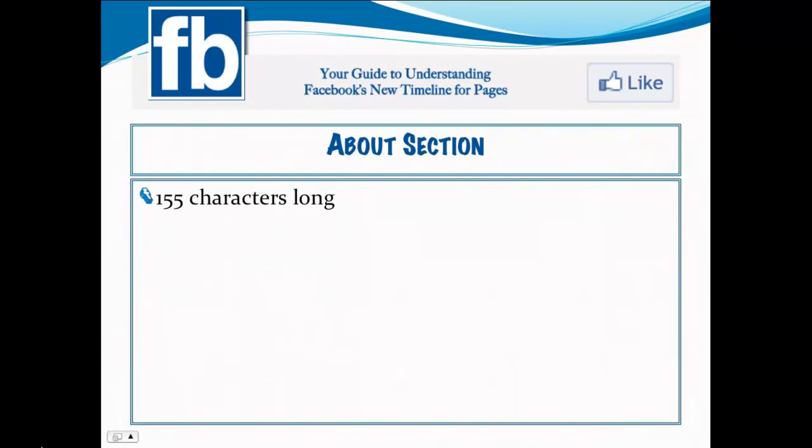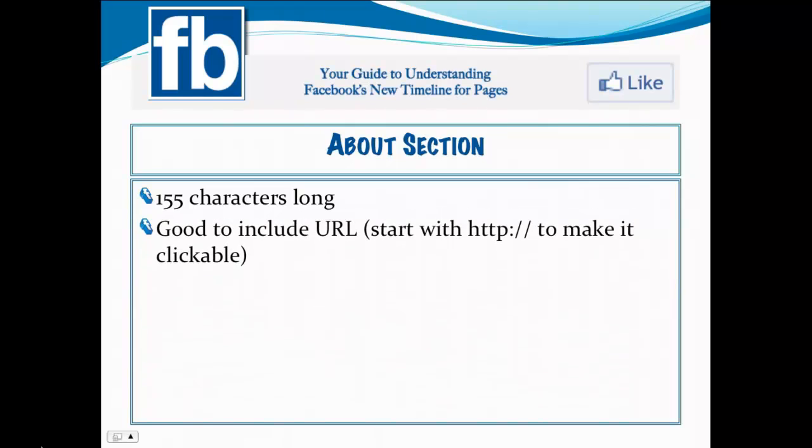The About section is 155 characters in length, so you don't have a lot of room here, and you have to make use of that room. You might want to include a URL, so your website address, or maybe you have an opt-in form somewhere, then you want to include the URL here. To make it clickable, you have to make sure that you include the HTTP as a prefix to your www. Make sure that you include the HTTP in the beginning.